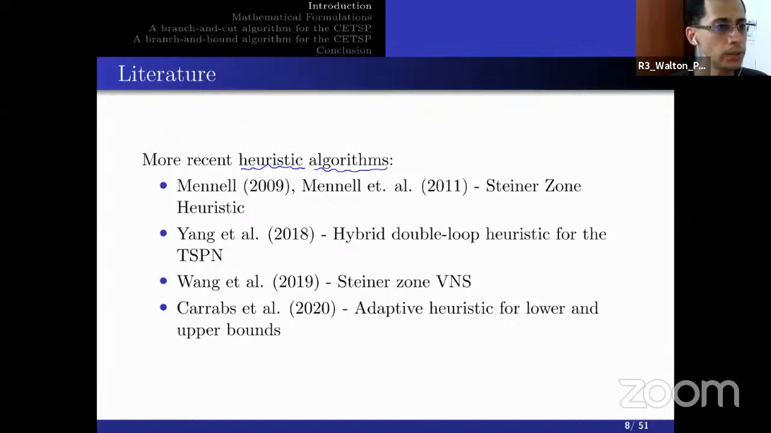I don't know if I understood your question. Sorry, my sound is not great right now, but I think you are asking which are the real applications of this exact algorithm for this problem, is it?